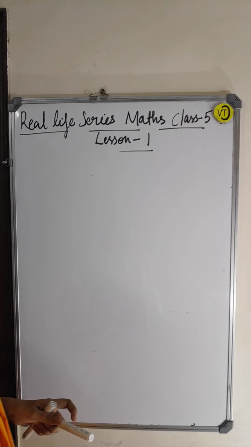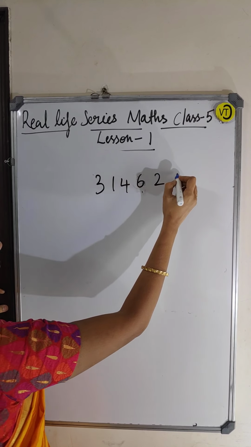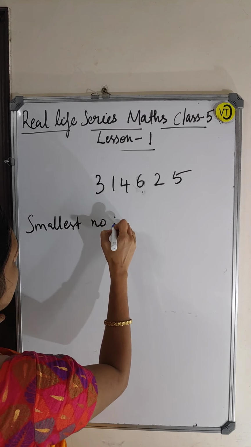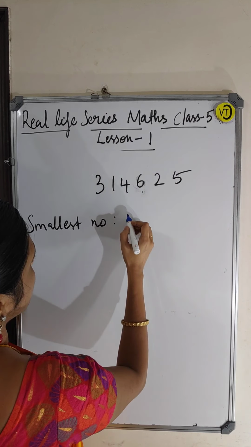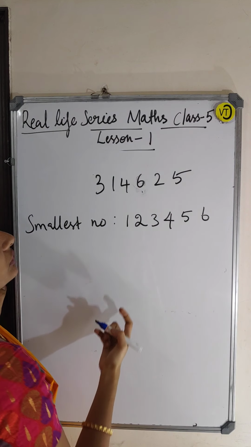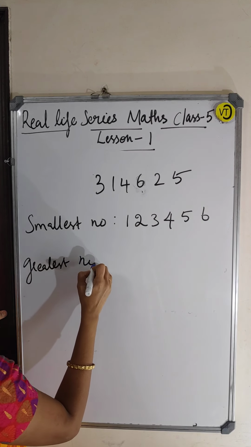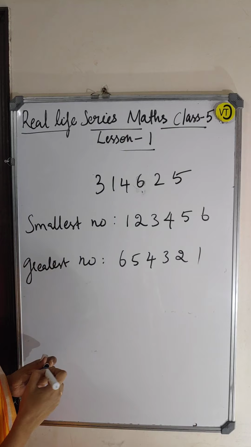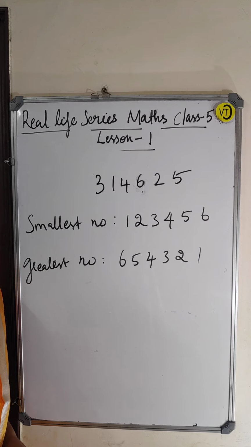Wait, I will give one more example here. So 3, 1, 4, 3, 6, 2, 5. How can you write the smallest number? Here they will give some cluster of numbers. By using these numbers you have to write the smallest number. So first 1 you write, 2, 3, 4, 5, then 6. So this is the smallest number. Then the greatest number is the reverse of this: 6, 5, 4, 3, 2, 1. So this is the smallest number I can write, and the greatest number also I have to write.